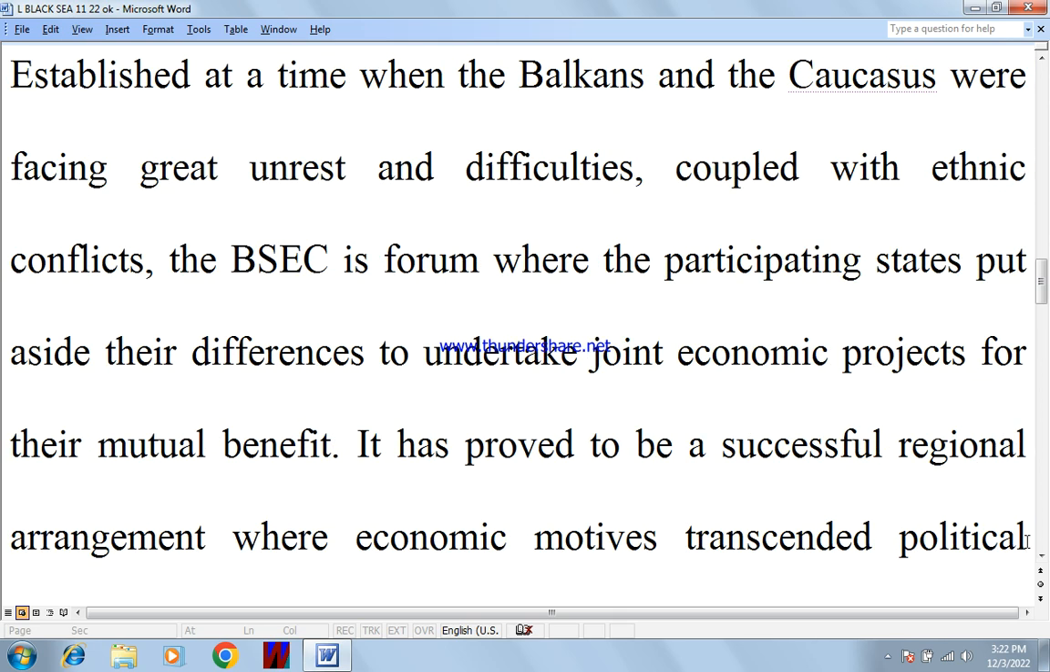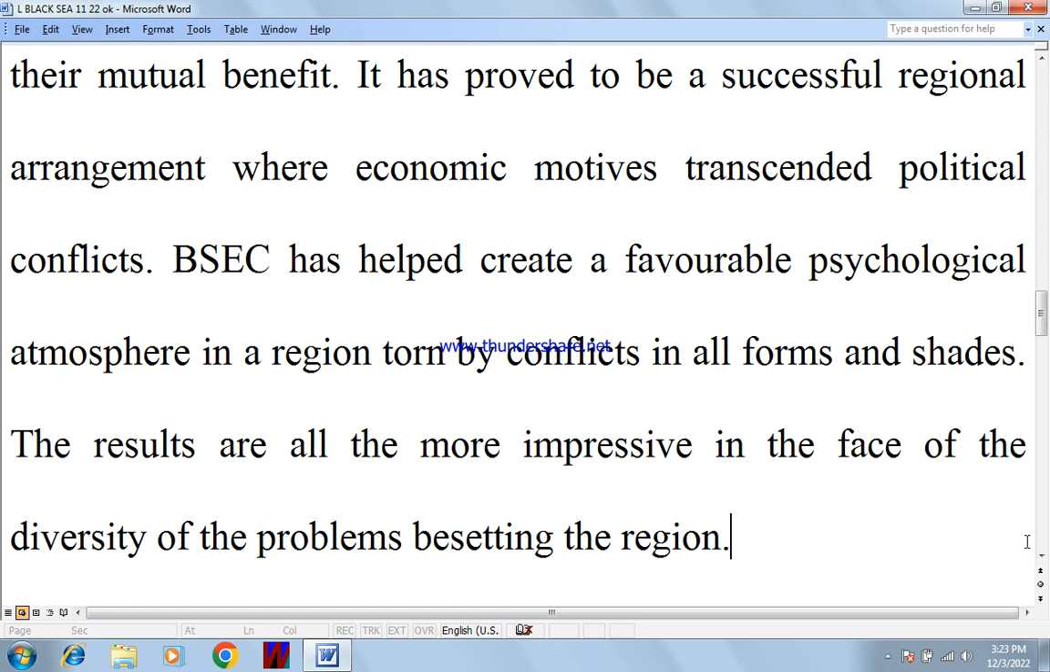It was established at a time when the Balkans and the Caucasus were facing great unrest and difficulties, coupled with the ethnic conflicts. The BSEC is a forum where participating states or member states put aside their differences to undertake joint economic projects for their mutual benefit. It has proved to be a successful regional arrangement where economic motives transcended political conflicts.